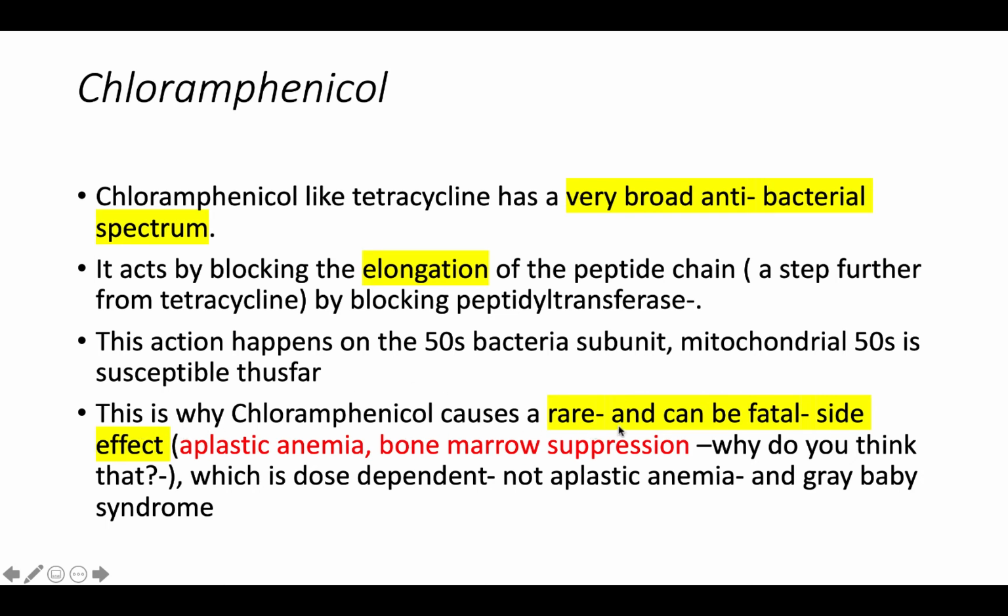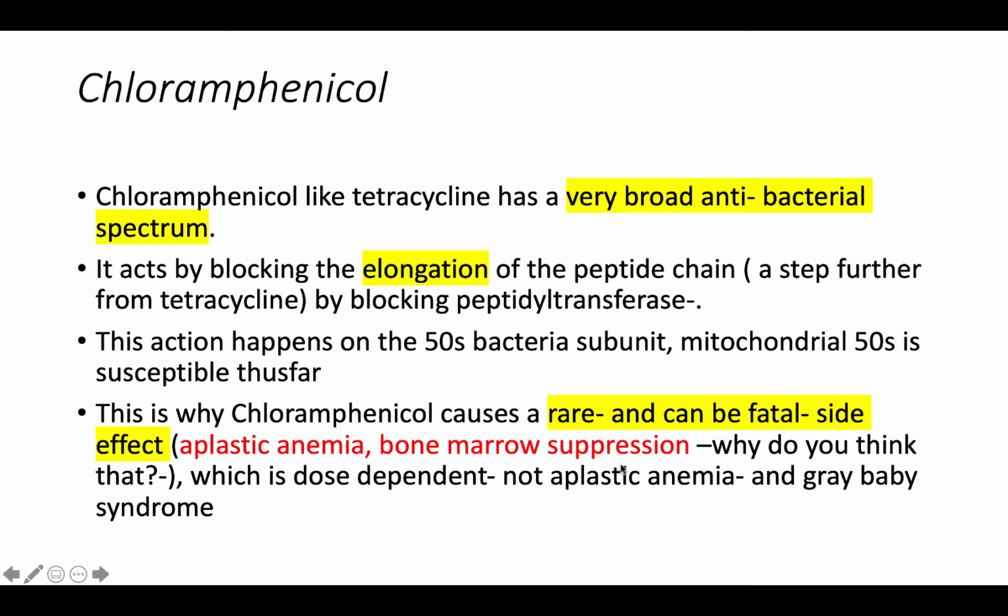So it causes a rare and can be fatal side effect, aplastic anemia, bone marrow suppression, because of their action on the 50S subunit. So we have transferase ourselves, so it is dose dependent. We can block the production of proteins in our cells and stop all our cells from making red blood cells or white blood cells. So you have complete bone marrow suppression and aplastic anemia.